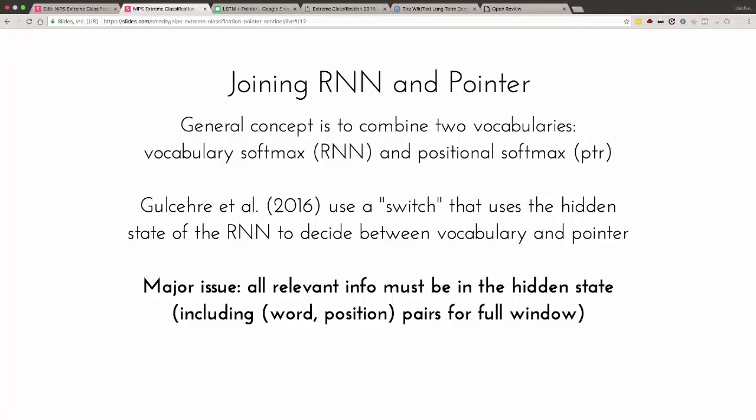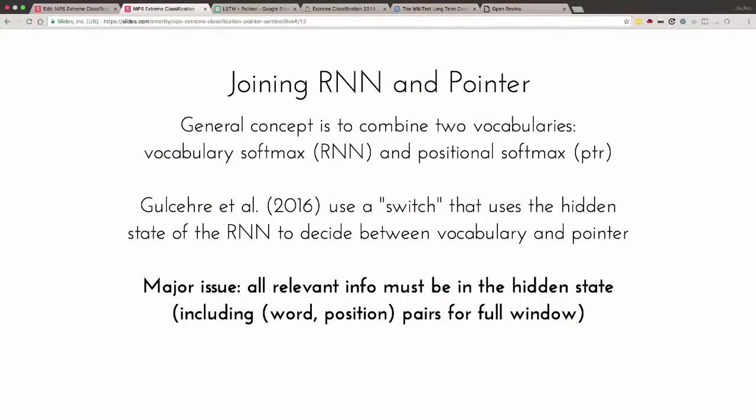So what we want to do is somehow merge the RNN and the pointer to enable us to have these two different advantages: the generation capability of the vocabulary softmax and this out-of-vocabulary advantage that the pointer model has, or we can also think of it as a positional softmax. So this is not a new idea. Gulcehre et al. also had a version of this where they use a switch network that will actually use the hidden state of the RNN to decide whether or not you should use the vocabulary or the pointer network.